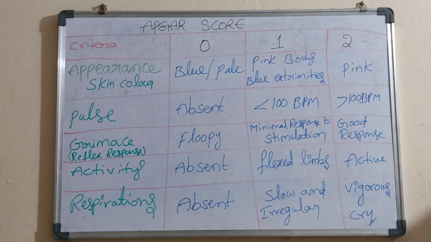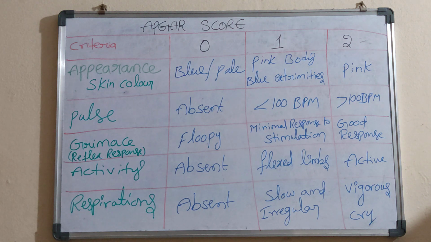So this is the criteria. Here I am giving the criteria and the scores 0, 1 and 2. What criteria do we need to check? The first criterion is appearance. How is the baby appearing, meaning what is the color of the baby? The normal newborn body color is pink. Other than pink, any abnormal color like blue or pale, or a pink body with only the extremities blue, is also a problem for the baby. So you need to give the score accordingly.